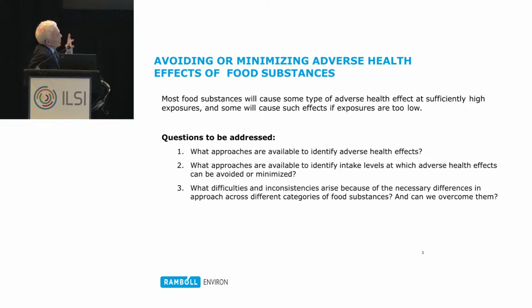So the questions we're going to look at are approaches to identify adverse effects. What are available to identify intake levels at which adverse effects can be, we think, not eliminated, but at least controlled to an acceptable level. And then finally, what difficulties and inconsistencies arise because of the necessary differences in approach across different categories of food substance. And that's going to be a big part of my subject. The third bullet here is perhaps the main point of what I want to present to you today.